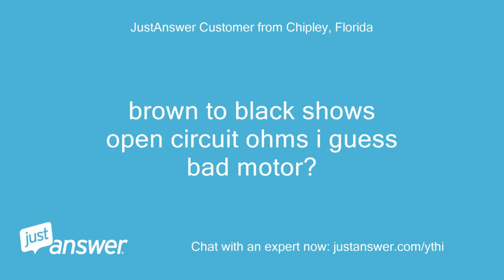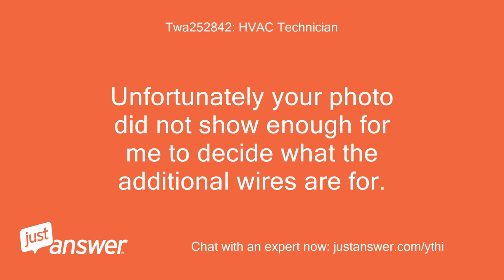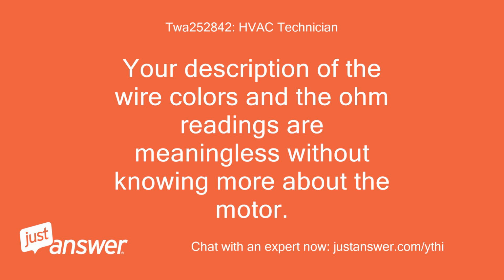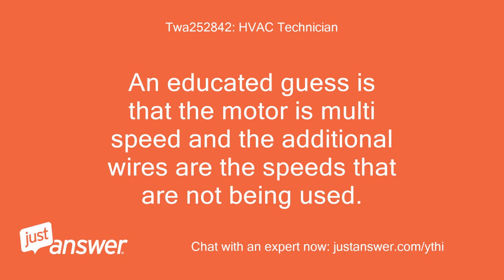Brown to black shows open circuit ohms. I guess bad motor. Unfortunately, your photo did not show enough for me to decide what the additional wires are for. Your description of the wire colors and the ohm readings are meaningless without knowing more about the motor. An educated guess is that the motor is multi-speed and the additional wires are the speeds that are not being used.